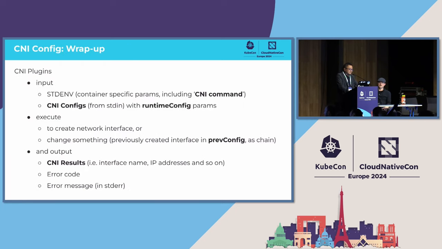So that's the configuration. I've covered almost all of the CNI config. From the CNI plugin's perspective, the plugin gets the standard environment and the CNI config, then creates the interface or does some CNI chaining. Some plugins may change some attributes. And then the CNI plugin will output a JSON object as the CNI result, and if it failed, an error code is returned, as well as the error message.